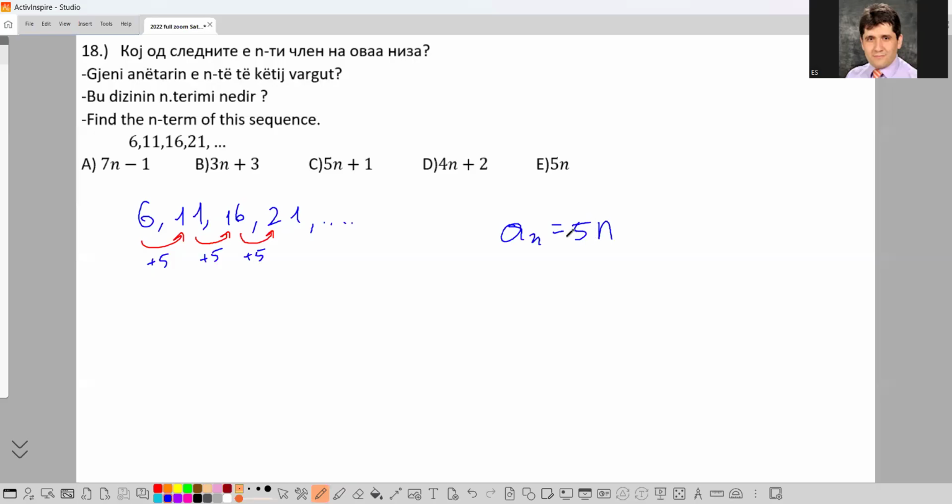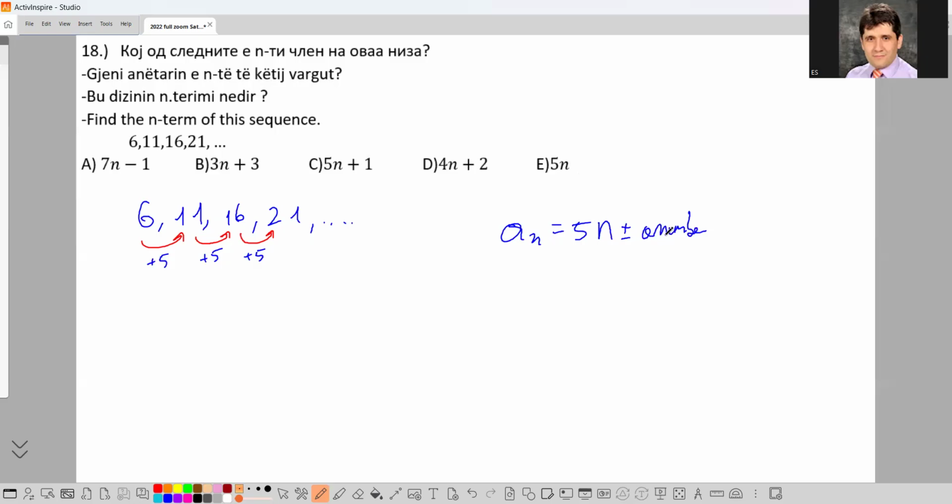Now, if you try to generate a sequence using this formula, substitute n=1, you'll get 5. Substitute n=2, you'll get 10. Substitute n=3, you'll get 15. So we are not actually generating these terms. We mentioned something: the general term will be the difference times n, maybe plus or minus a number.